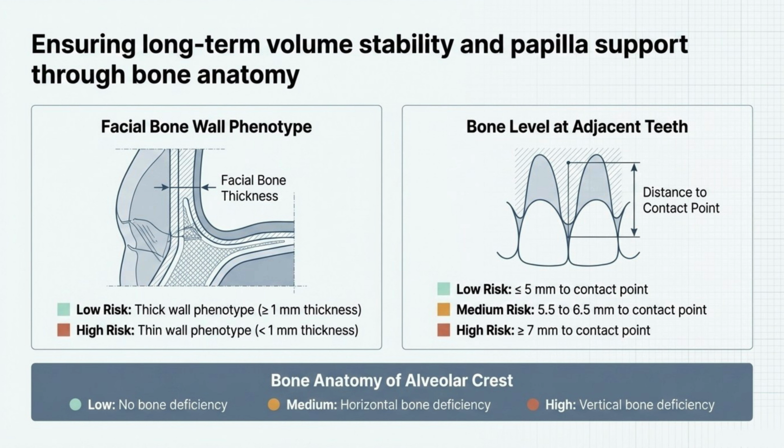Our hard tissue foundation dictates long-term volume stability. The facial bone wall phenotype is a primary surgical determinant. A thick wall of 1 mm or greater is low risk, while a thin wall of less than 1 mm is high risk because it is comprised almost entirely of bundle bone that will resorb. We also measure the bone level at adjacent teeth. If the distance to the contact point is 7 mm or greater, interproximal papilla support is severely compromised, marking a high risk. Additionally, any vertical deficiency in the alveolar crest anatomy is considered high risk.